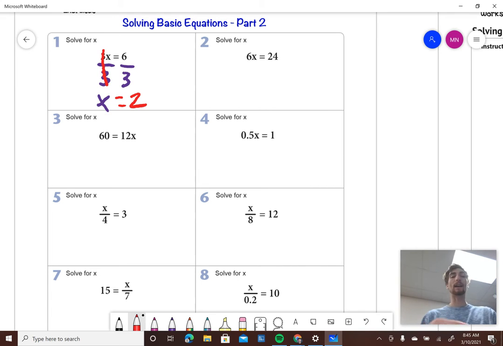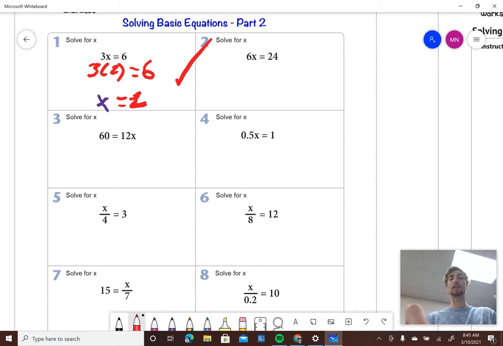And we can put in x into the equation to make sure that that's correct. So let's go ahead and put in our x equals 2. So now I'm going to write it as 3 times 2, show them with my parentheses, equals 6. Is that accurate? You bet. So we can put a check mark and move on.